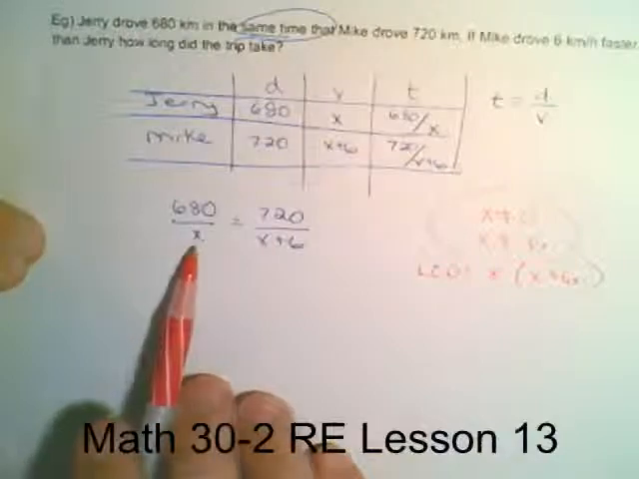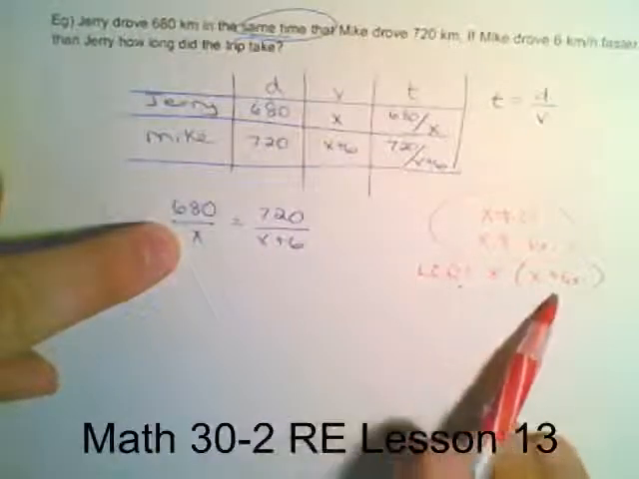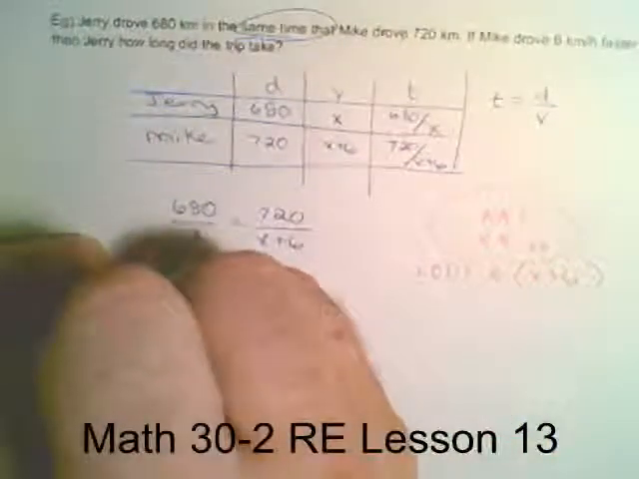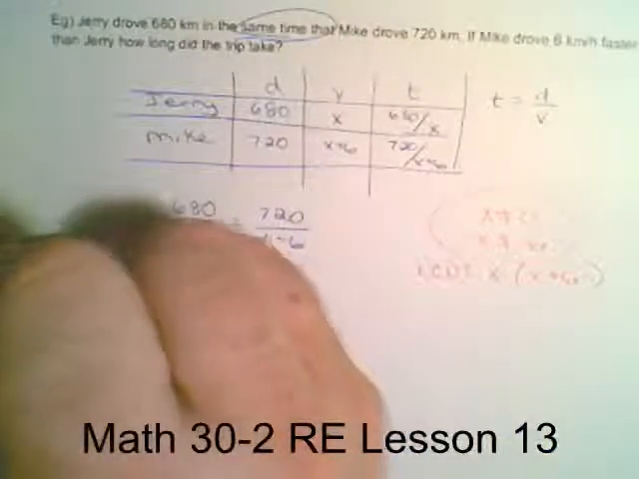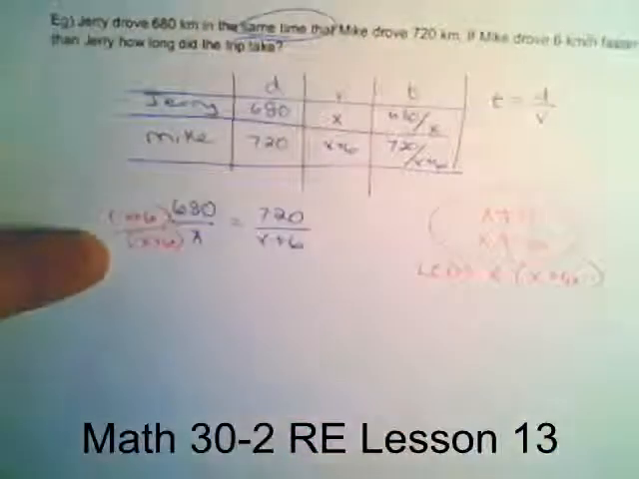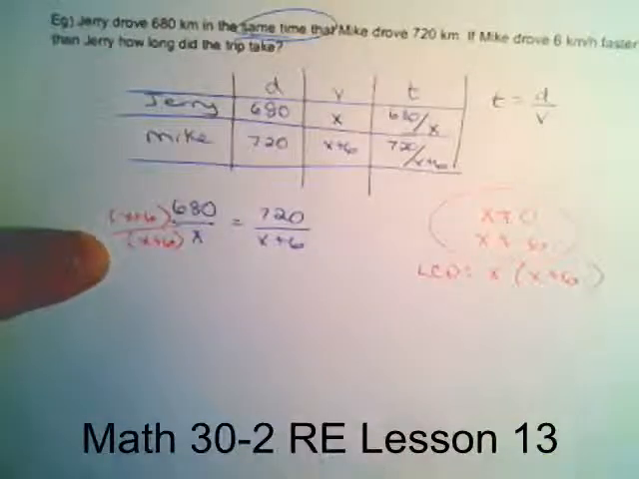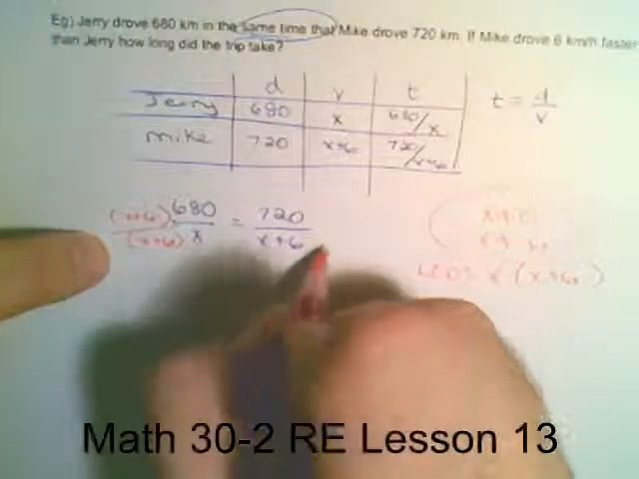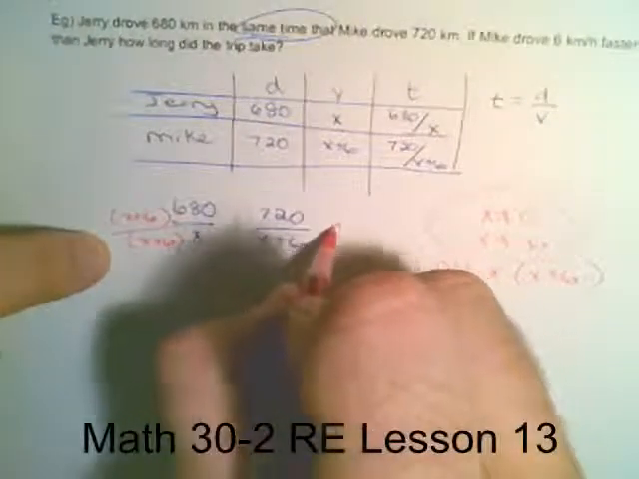Now, you get to pick and choose how you want to do them. I want to do this one with the mystical magical step. So I need to make this denominator x times x plus 6. To do so, I need to multiply by x plus 6. Whatever I do to the bottom, I have to do to the top. Yes, you can do this.